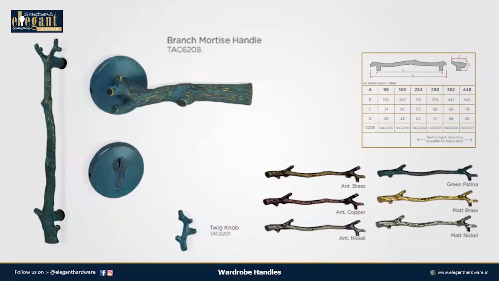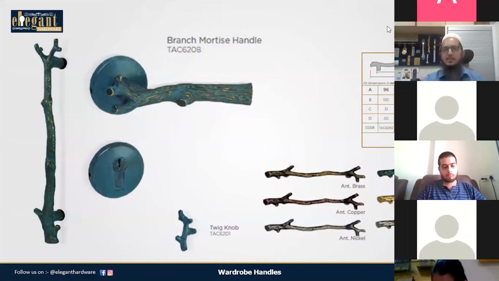So this size A is very important, especially in modular furniture, or when there's a big quantum in office furniture, where there are 100 shutters to be fitted. The carpenter cannot go to each shutter and measure the handle size, put it on the shutter, do the measurement, then put the holes.